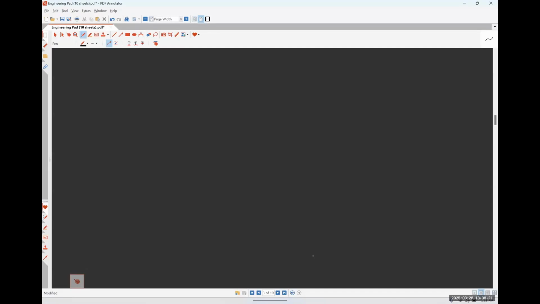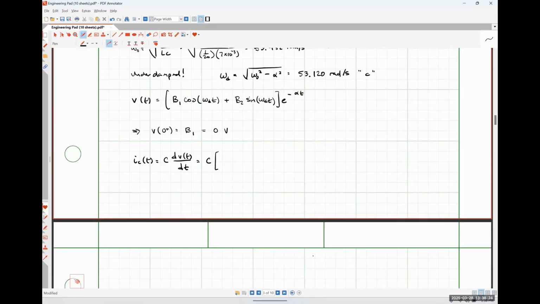So now I'm just going to the dy by dt bit, and I'm just going to write this stuff down, right? So that's going to look like (omega_d B2 minus alpha B1) cosine omega_d t minus (omega_d B1 plus alpha B2) times the sine of omega_d t, close that, times e to the minus alpha t.